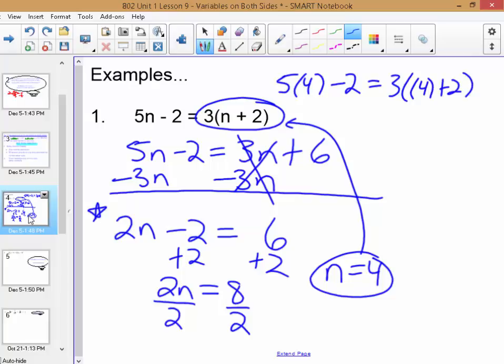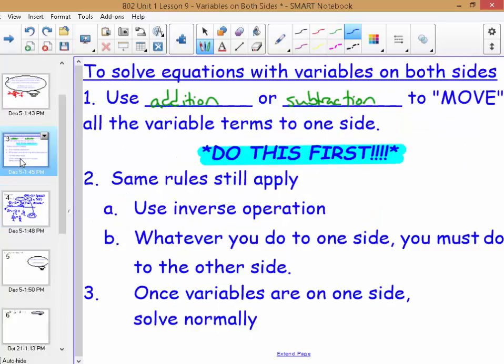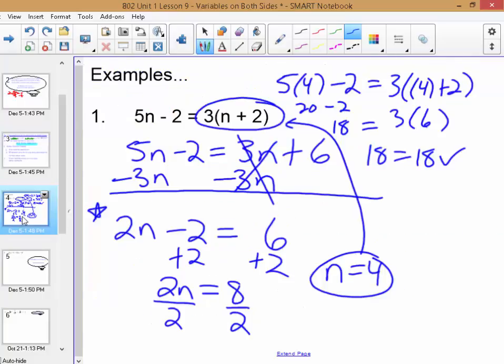And look at this. Well, 5 times 4 is 20. Take away 2, that gives me 18 on that side. Over here I have 3 times 4 plus 2, that's 3 times 6. Hey, that's 18, and it worked out. So n does equal 4. Again, that's the basic idea. Use addition or subtraction, move all the variables to one side using an inverse operation, and then whatever you do to one side, you must do to the other.